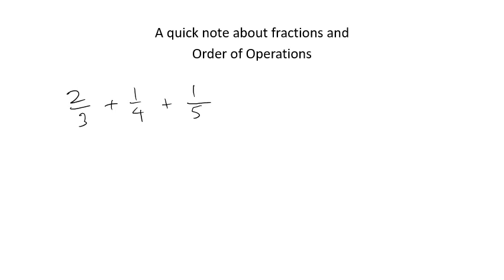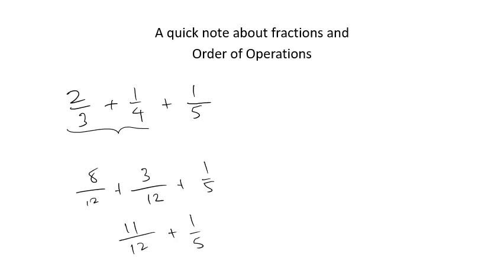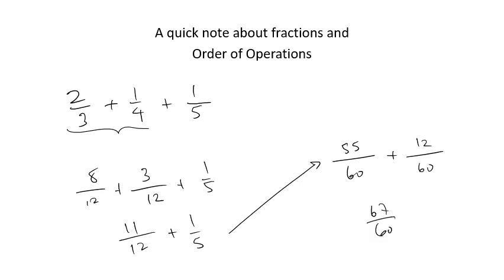So in order to do this, I'm going to need to find a common denominator. And I could do this by taking the first two fractions first. And so I'll do these as 12ths. I'm going to multiply this by 4, gives me 8. Multiply this by 3, gives me 3, plus 1/5. And so this gives me 11/12 plus 1/5. And then I can make both these have a denominator of 60. So multiply this by 5, and then multiply this by 12. And so I get 67 over 60.